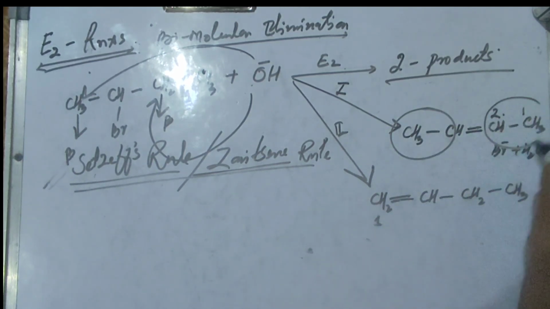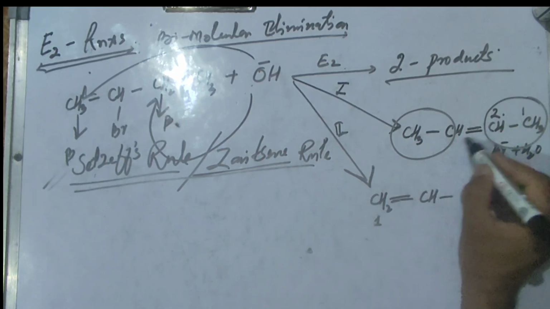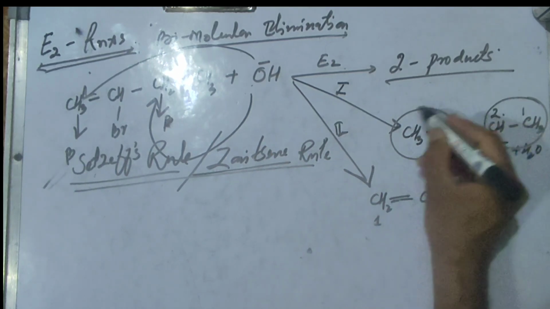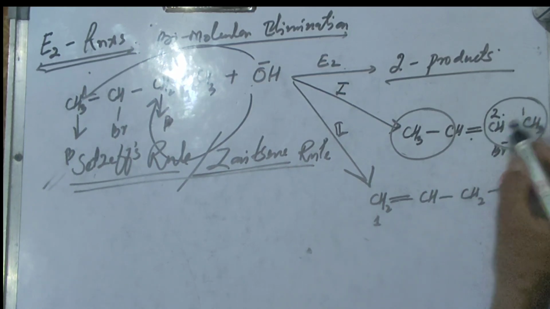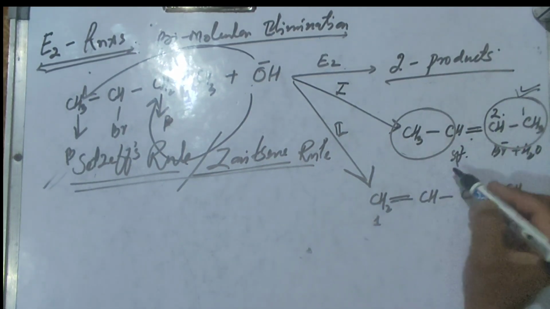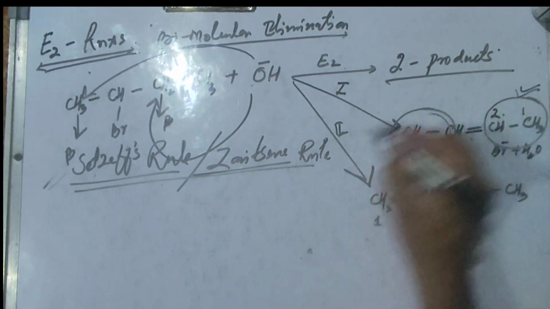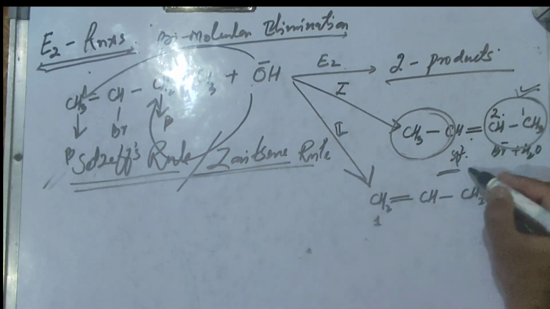These alkyl substituents attached or bonded to these sp2 carbons. That means the greater the number of these alkyl groups, or in this case methyl groups, attached to this sp2 carbon or carbons, the more will be the stability of the alkene and the more easily it is formed. So the more alkyl groups attached to this sp2 carbon atom, the more easily it is formed.